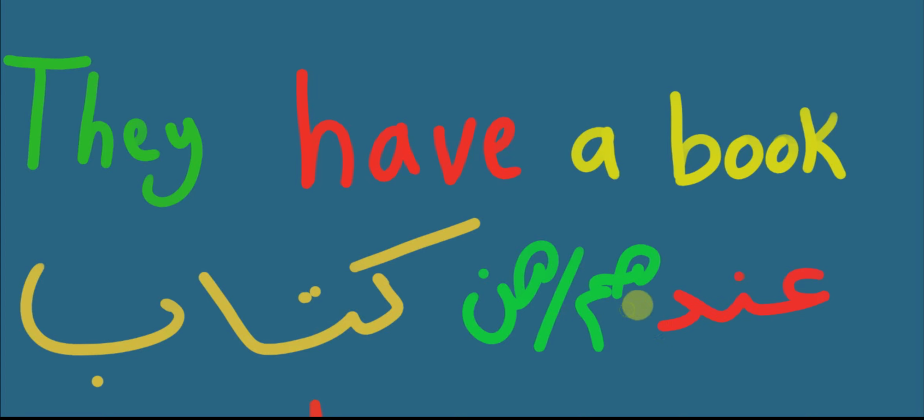So عندهم. If you say عندهن كتاب, this indicates that you're talking about a group of girls or women. So عندهم كتاب or عندهن كتاب. So they have a book. They have a book. عندهم كتاب.